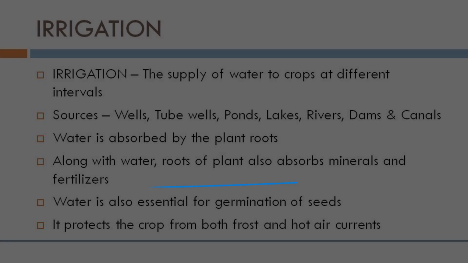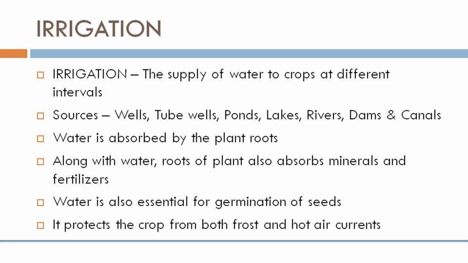Water must be added to the crops at regular intervals, and this practice is known as irrigation. There are numerous sources of irrigation such as wells, tube wells, ponds, lakes, rivers, dams and canals. Water is absorbed by the plant roots, and along with water, roots of plants also absorb minerals and fertilizers. Water is also essential for germination of the seeds, and it protects the crop from both frost and hot air currents.